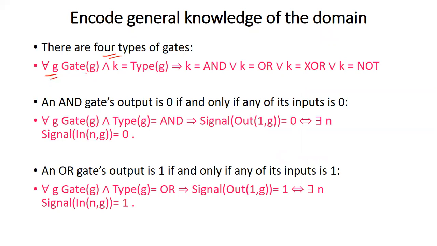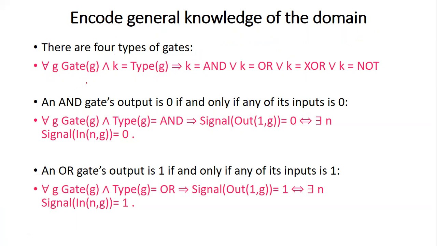For all G, gate of G, so if something is a gate, and K, and if K is the input for the gate, then the type of the gate implies K. Depending on the type of the gate, whatever the input K is, the same thing you will get as the output. For example, for an AND gate, if you give only one input, you get the same output. For an OR gate also, if you give only one input, you'll get the same output, right? So that's what it says.